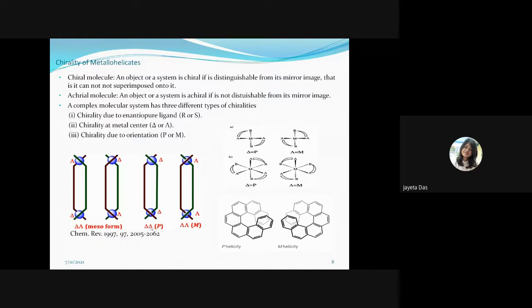First, if the two strands are both of delta type of chirality, then those are called delta-delta type of helicates. And if the two ligands are both anti-clockwise, meaning both are lambda type, then those are called lambda-lambda type. And then if one strand is of lambda type and one strand is of delta type, then this type of helicate is called a mesohelicate. Okay, that delta-lambda type of chirality is present.